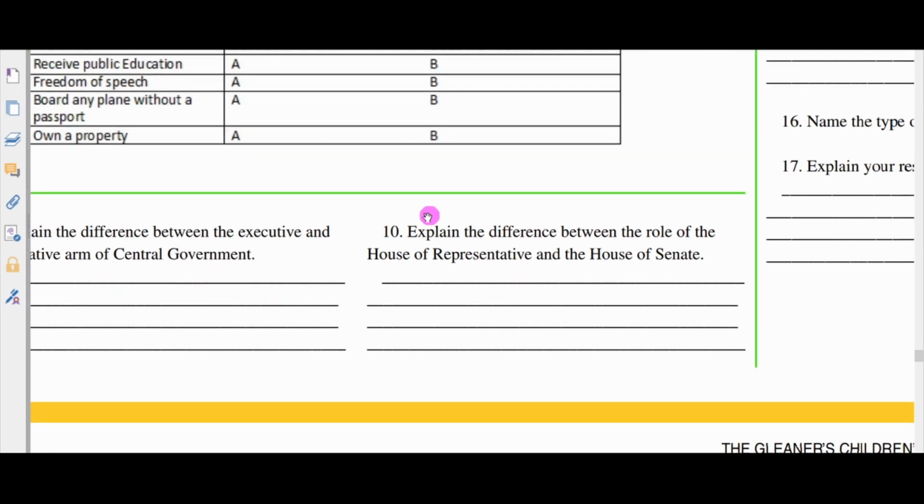Number 10, explain the difference between the roles of the House of Representatives and the House of Senate. All right, so the House of Representatives would have the 63 members of parliament that would have been elected via a general election. So in a constituency, someone says, hey, I want to represent this constituency. They are associated with a political party, generally speaking, either the People's National Party or the Jamaica Labour Party, or they can be independent, but that is not normally the case, right?